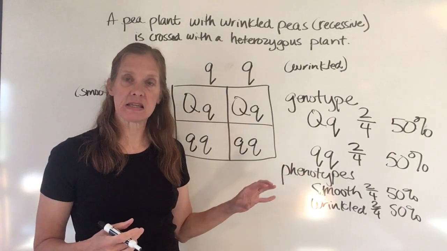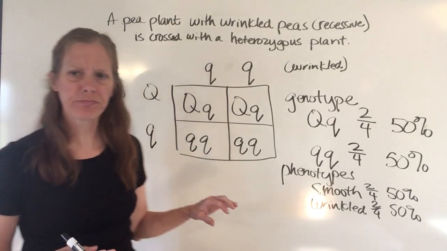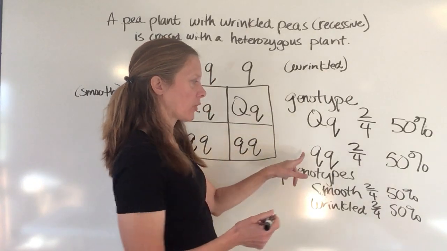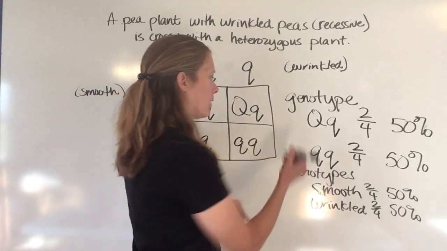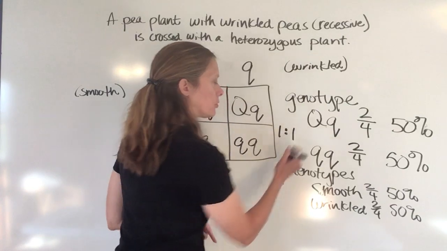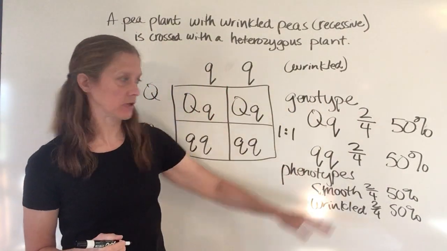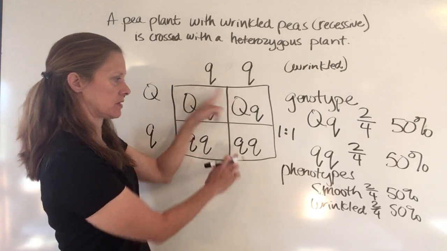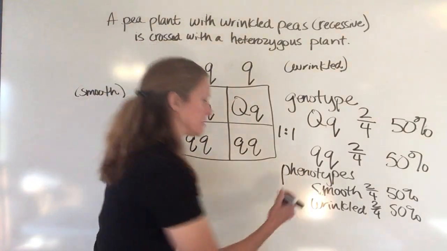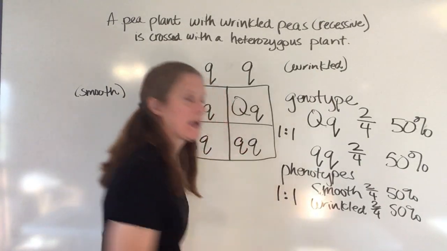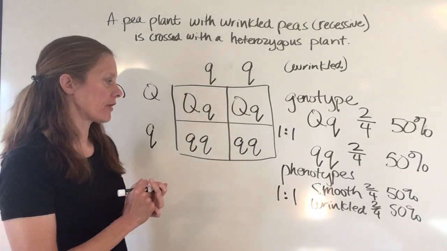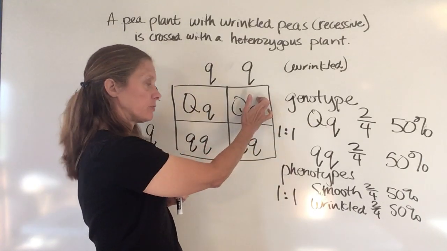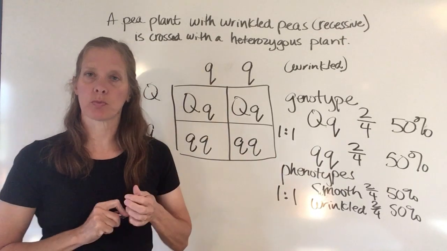I can also take these and put them into a ratio. Since I have basically one of these for every one of these that I have, my ratio here is a 1-to-1 ratio. It comes up exactly even. I have one of these for one of these, one of these for one of these, okay? And so the phenotype is also going to have the same ratio. It's also going to be a 1-to-1 ratio. For every smooth plant, I also have a wrinkled pea plant. For this smooth one, I also have a wrinkled one. So it's a 1-to-1 ratio.